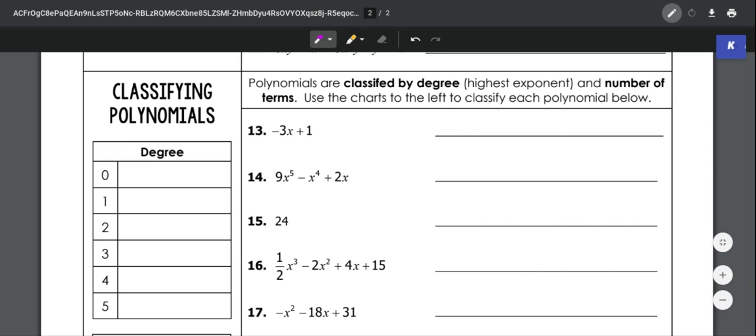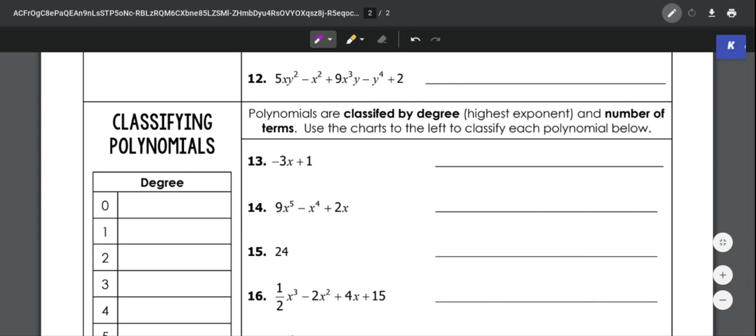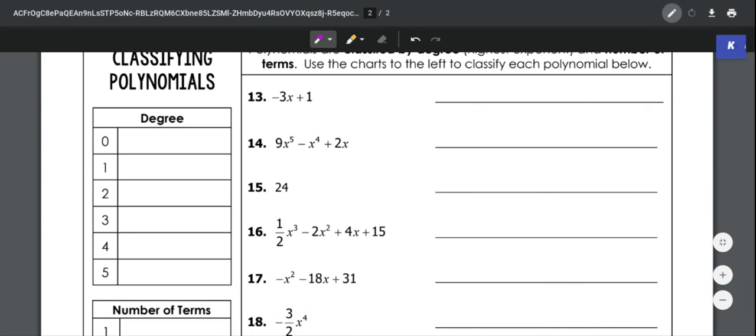Next, we're going to look at classifying a polynomial. You've probably seen this before too, so it should be pretty easy. When you're classifying them, you classify them by degree and number of terms. So this chart over here will fill out. Just make sure you get all this information down. If you have a degree that has a 0 exponent, that's just a constant.